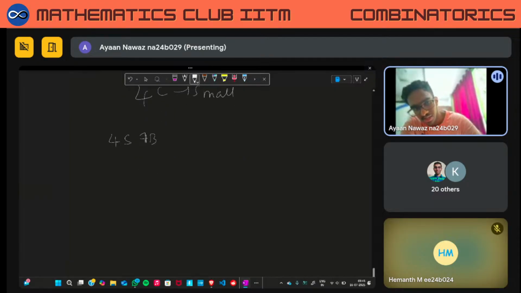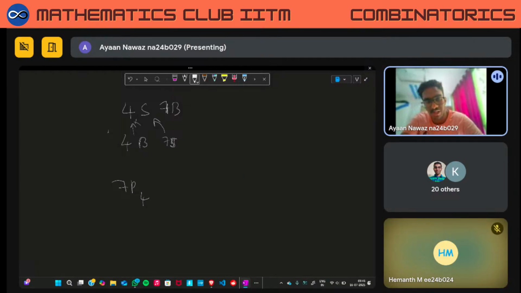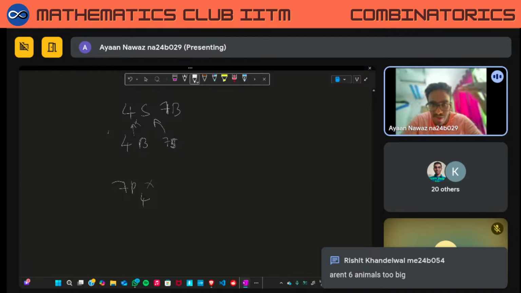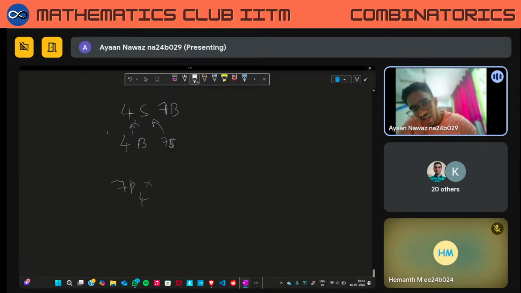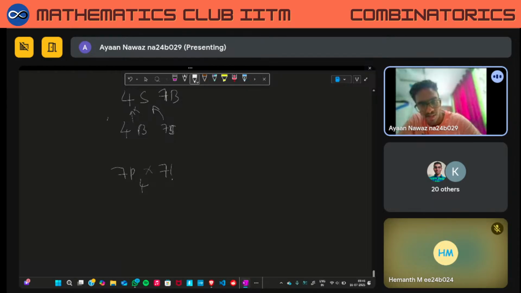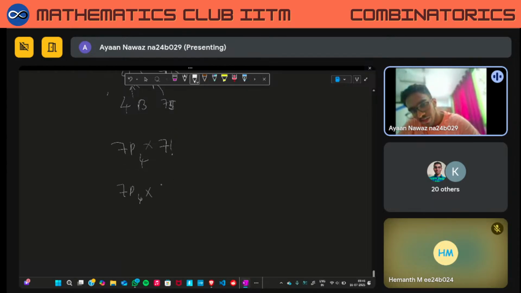And because there are 4 small cages, conversely, 4 big animals and 7 will be small animals, right? So in these 4 small cages, only these 7 small animals can be fit in. These 4 big animals cannot go into these 4 small cages. So I can do that in 7P4 ways, right? Because I have to permute these 7 animals into these 4 cages. Now we'll have 7 cages left. In those 7 cages, we can fit any animal, either a small or a big animal, because big cages can fit even small animals, obviously. So then I can fit them in 7 factorial ways because I'll have 7 animals and 7 cages. So the answer is 7P4 into 7 factorial.